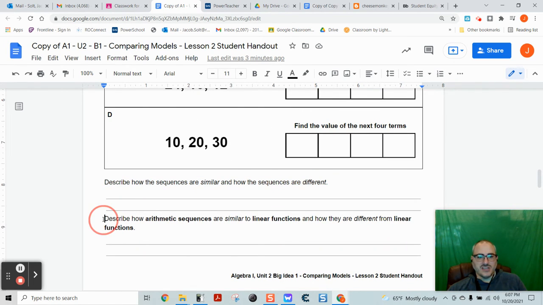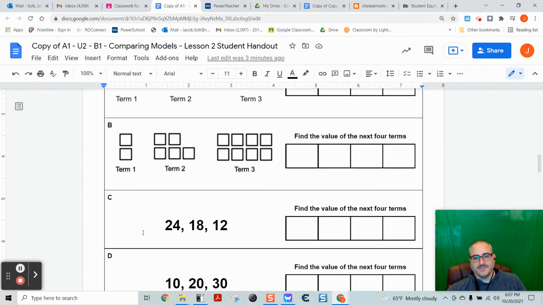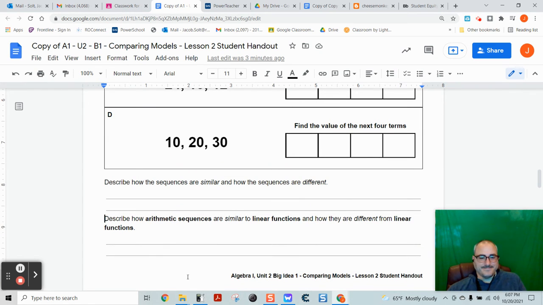Once you're done with that, you're going to describe how arithmetic sequences are similar to linear functions and how they are different from linear functions. All right. Pause me. Answer those questions. All right, you've answered them.